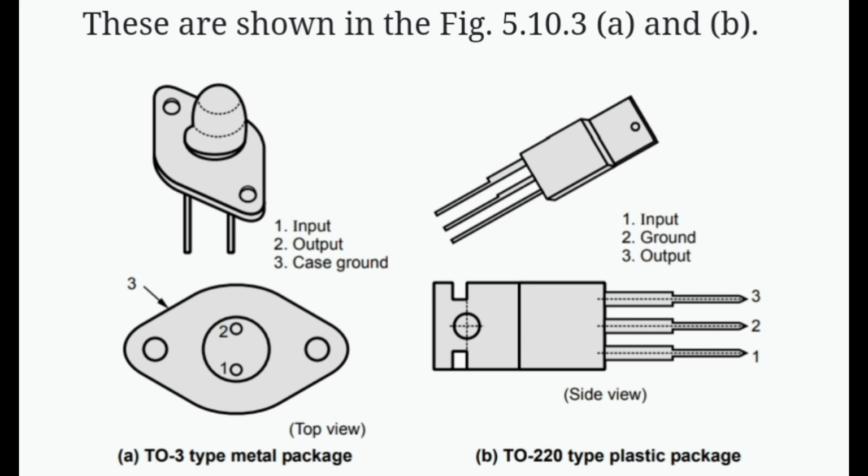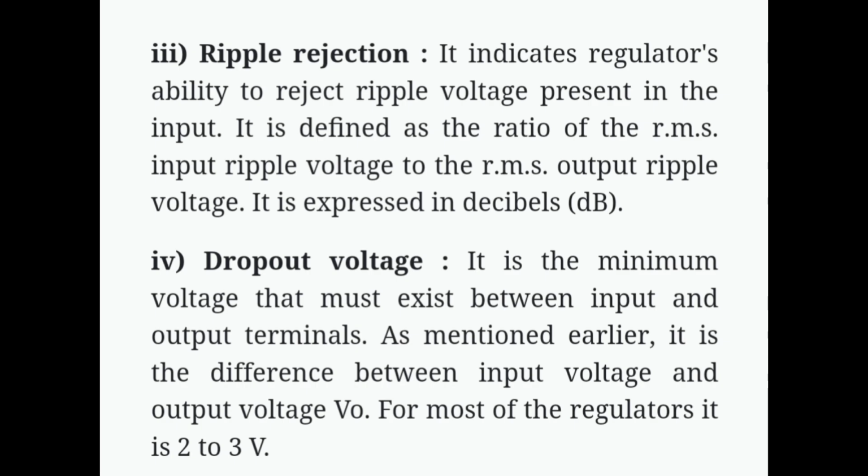So what is dropout voltage? It is a maximum voltage that must exist between input and output terminal, as mentioned earlier. So it is a difference between the input voltage and the output voltage V0. So for most of the regulators, it is 2 to 3 volt.